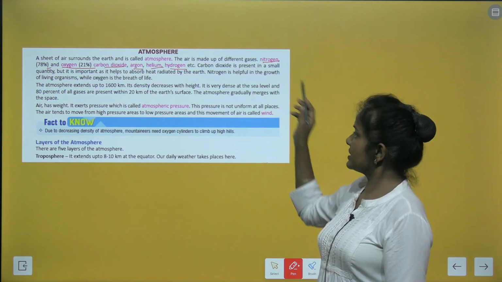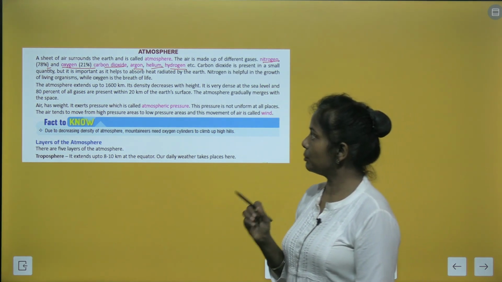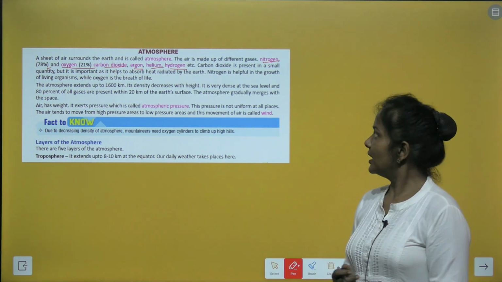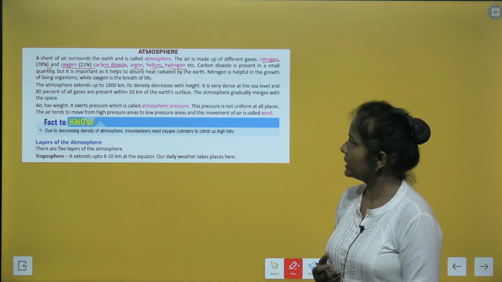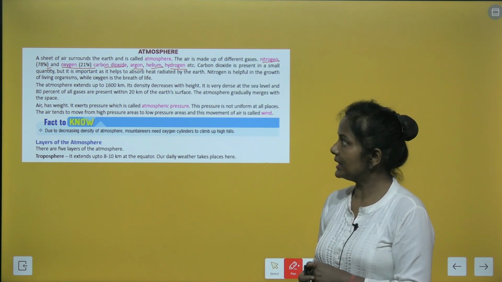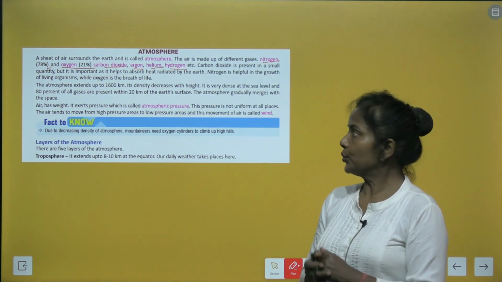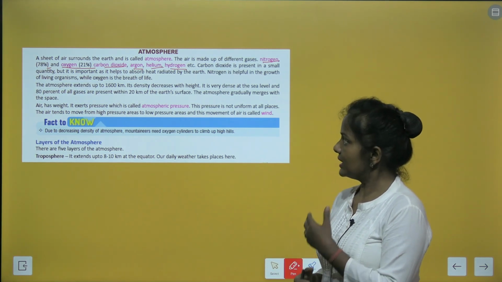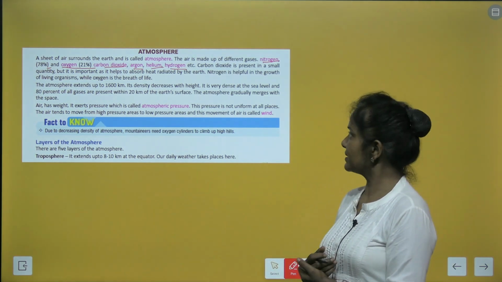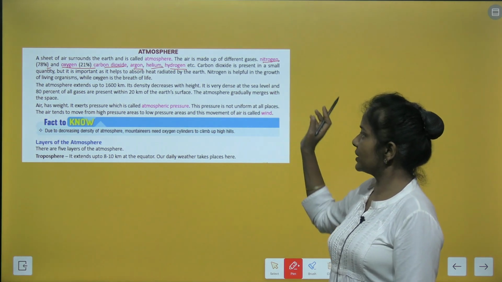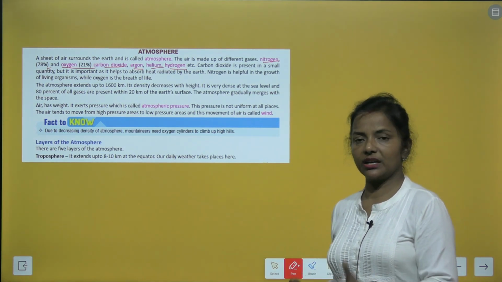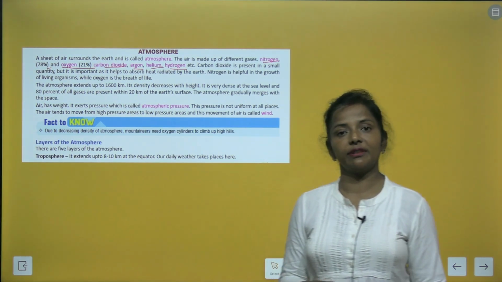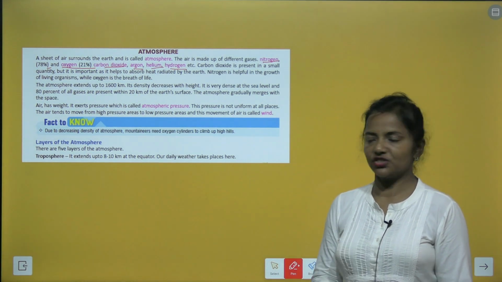Carbon dioxide is present in a small quantity, but it is important as it helps to absorb heat radiated by the earth. Carbon dioxide जो है हमारे atmosphere में वो एक छोटी क्वांटिटी में मिलता है, लेकिन ये बहुत important है. क्यों? क्योंकि ये जो heat आती है radiated by the earth इसको absorb करने में help करता है. Nitrogen is helpful in the growth of living organisms. Living organisms के growth के लिए nitrogen बहुत important है, while the oxygen is the breath of life. हमारा जीवन ही oxygen है.